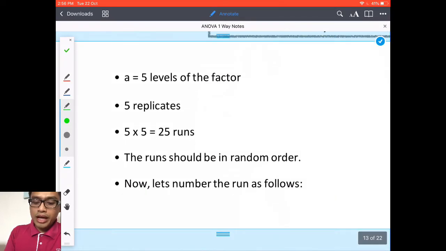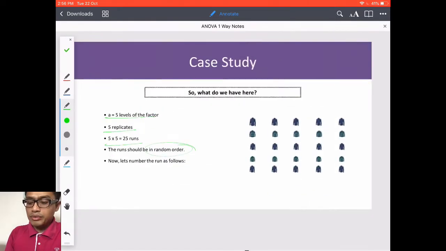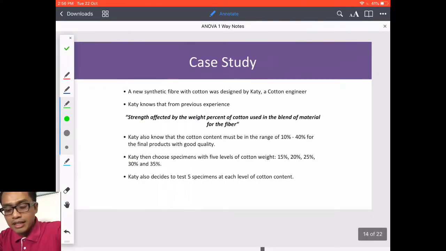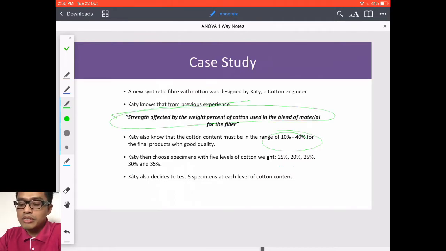What do we have? We have A, or levels, 5 levels. We do 5 replicates, 5 times per level. So 5 times 5 is 25. We run in random orders and we have the results. So this is the case study and summary, right? She chose 15, 20, 25, 30, 35% because she knows from previous work that 10% to 40% would give a very good strength, and this is her hypothesis. Strength is affected by the weight percentage of cotton used in the blend of material for the fiber. The more cotton I put, the stronger it is.